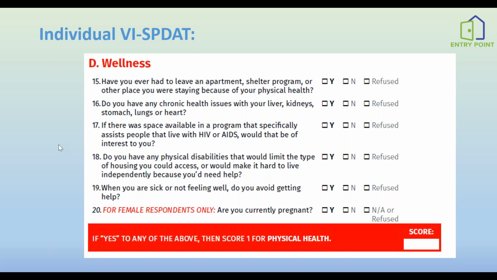Question number 17 is a little tricky because it says, if there was space available in a program that specifically assists people that live with HIV or AIDS, would that be of interest to you? Now, someone might say yes, and they might be seronegative because, heck, if I could get into that program, I don't care if the rest of the people there have HIV or AIDS and I don't. I want to get in anywhere I can fit in, right? This is not a question of whether or not someone has HIV or AIDS. It's okay to ask it the way it is written. It's meant to be asked that way.